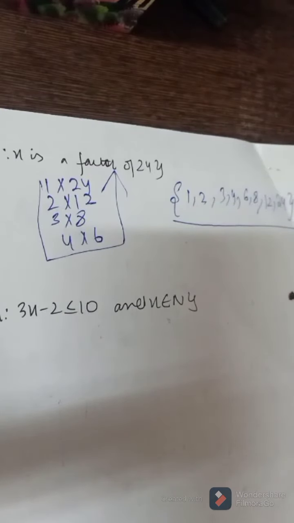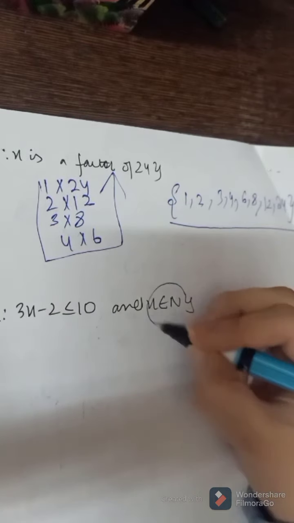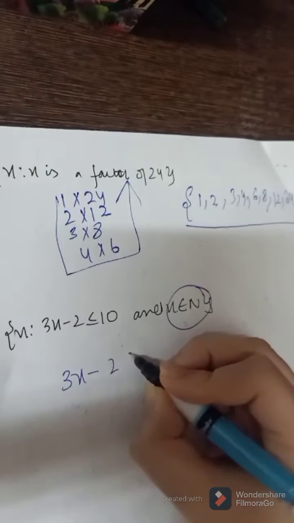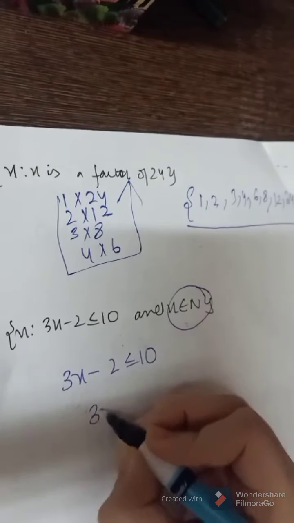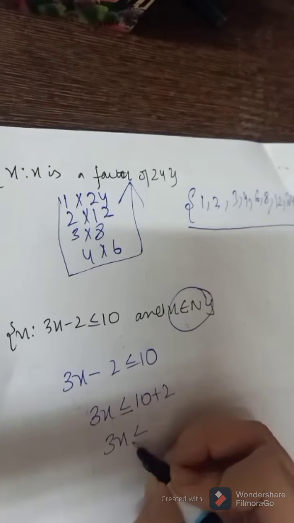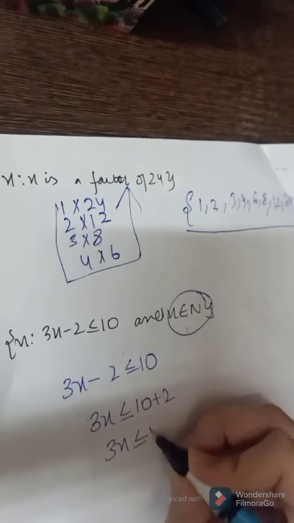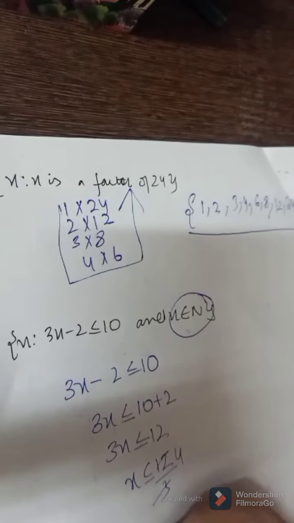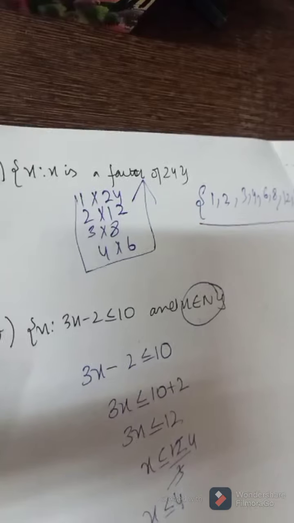Now let's move on to the last but not the least question. x belongs to N, and 3x minus 2 is less than or equal to 10. So 3x is less than or equal to 10 plus 2, 3x is less than or equal to 12. x is less than or equal to 12 by 3, that is 4. So x is less than or equal to 4.